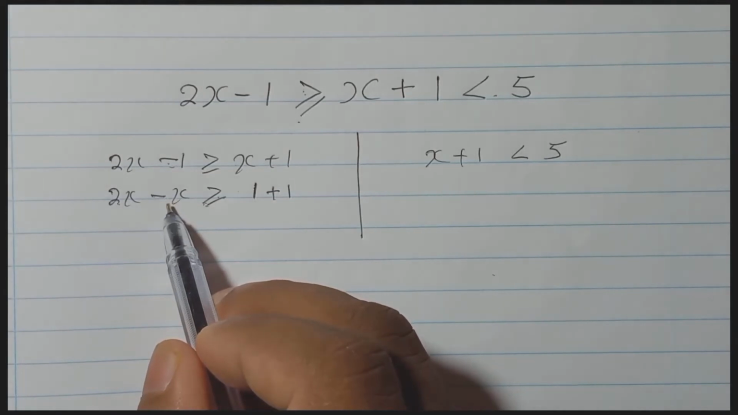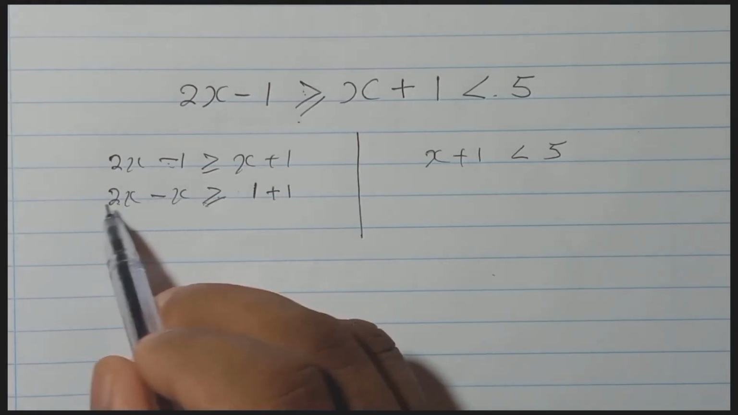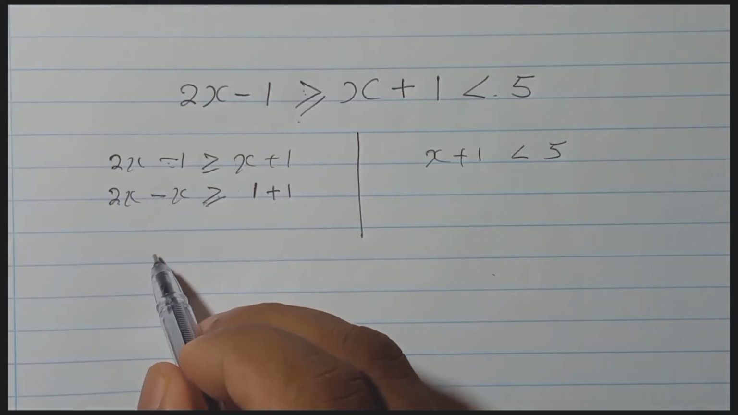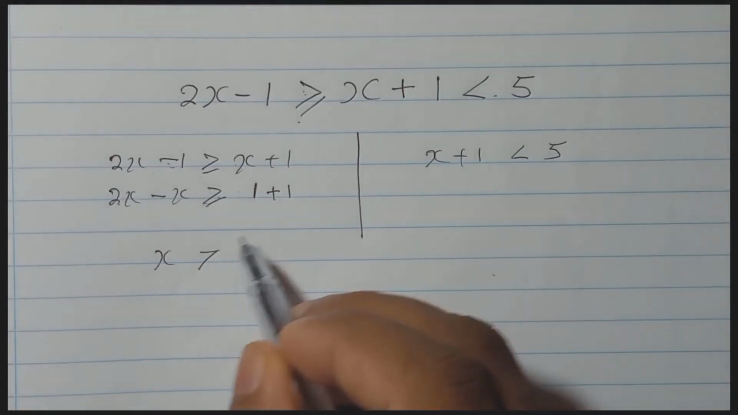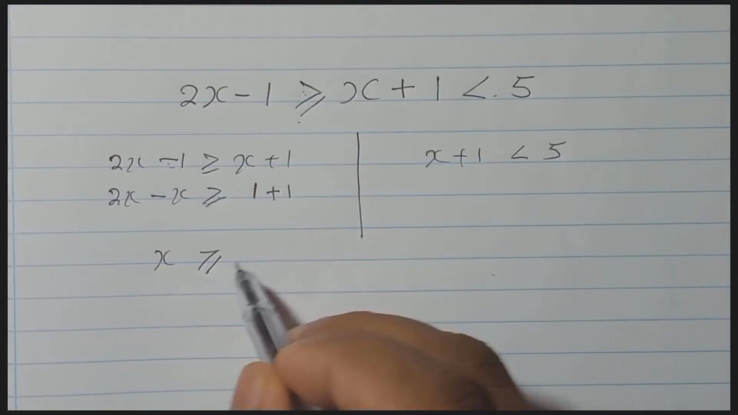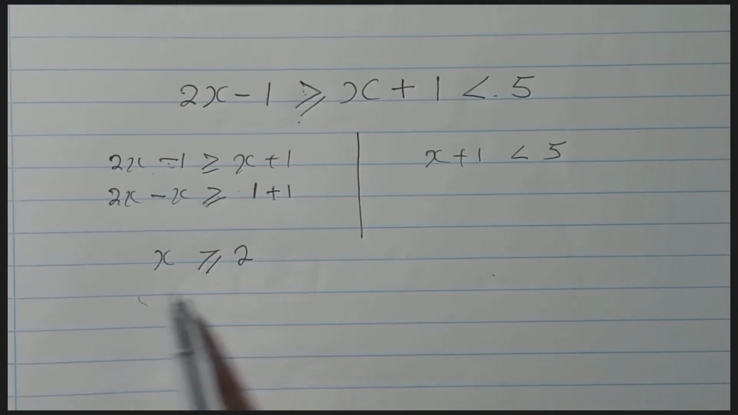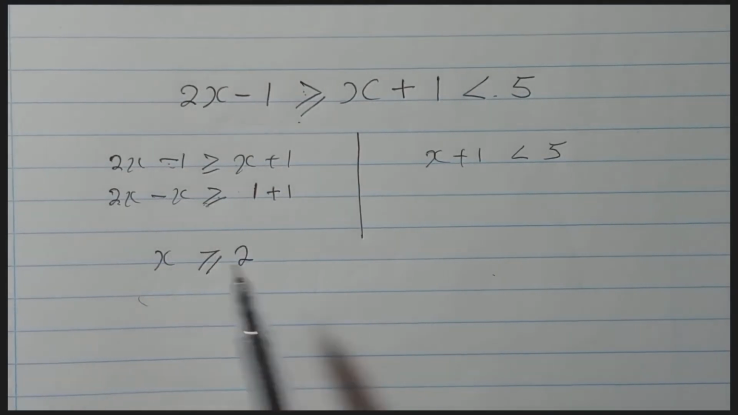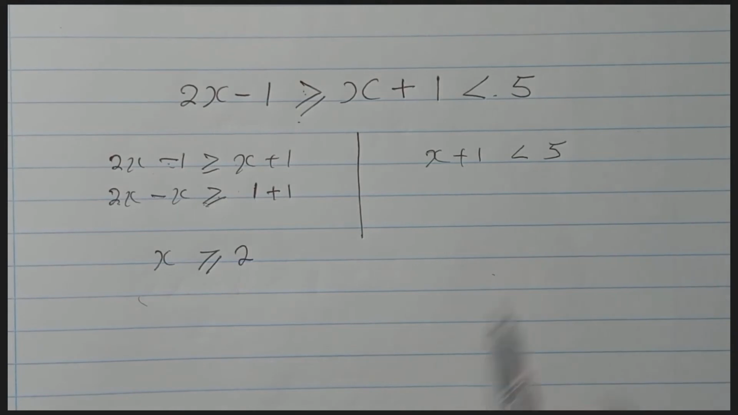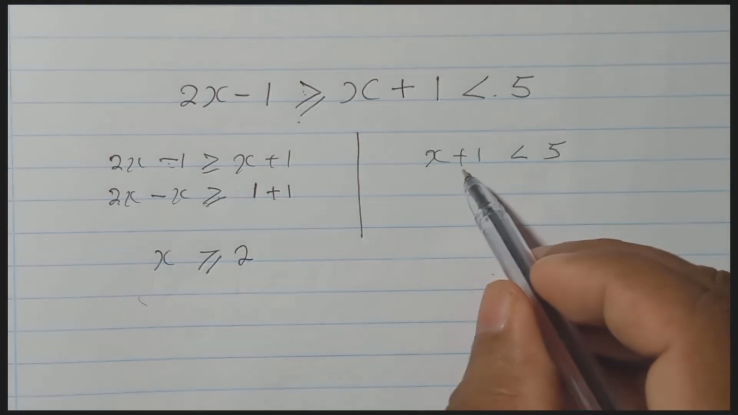2x minus x, what's the answer? It's like 2 minus 1, just 1x, x. And here 1 plus 1 means 2. Okay, now we solved one side. Not only that, you need to solve this side also, right? Keep in mind. Now here, what do we need to do?